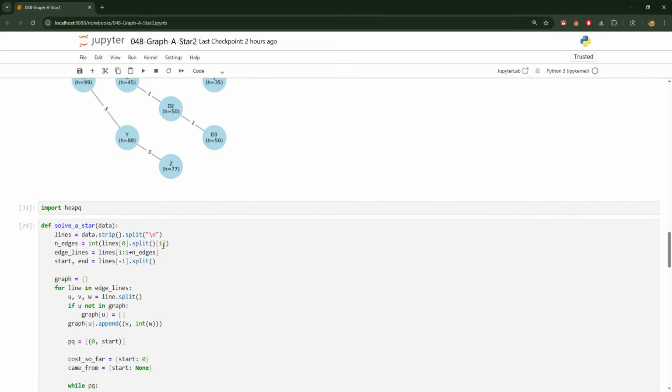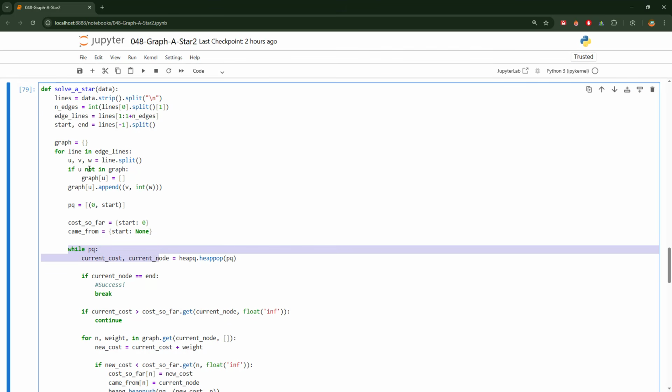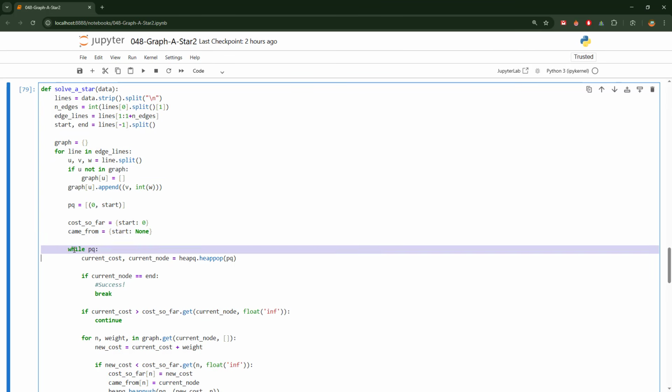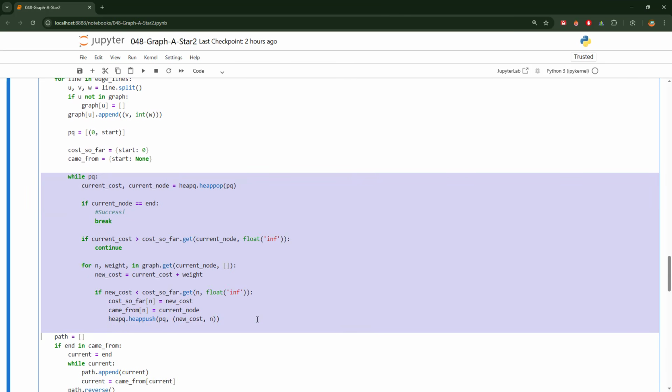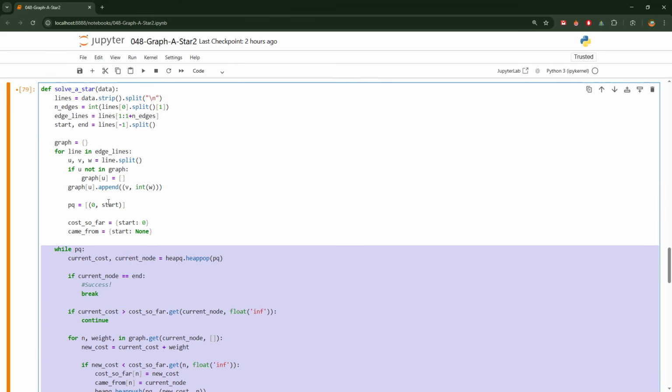Then we take a look at the solve A star, and we start thinking why this while PQ is within the for loop that actually reads stuff. This is a mistake. In the previous video, I hope someone one day will notice it, and I'm going to point it out in this video, this is how to fix the mistake. Okay, Shift and Tab.